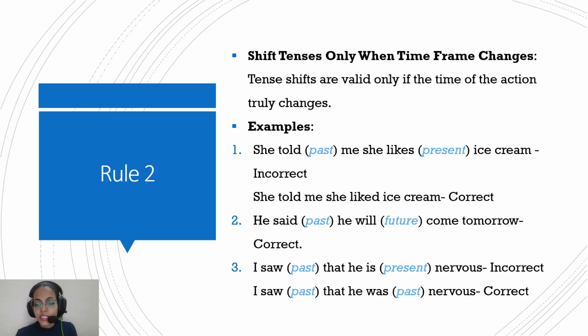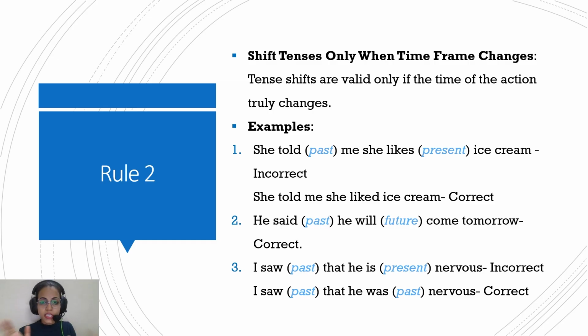I saw that he is nervous. I saw that he was nervous. So when the statement is being said, when the act of seeing is done, it is in that moment only that it's clear that this person is nervous. So both the things are happening in the same time frame. So that is why in this case, both will be in the past tense. So, I saw that he was nervous.